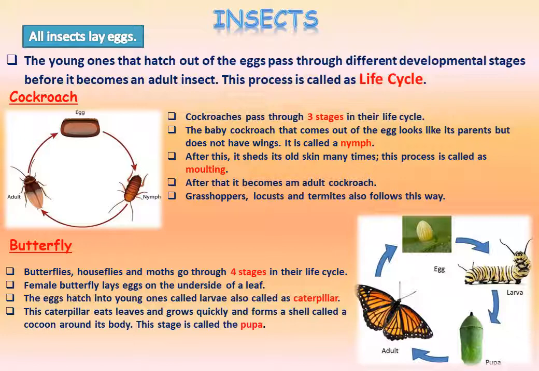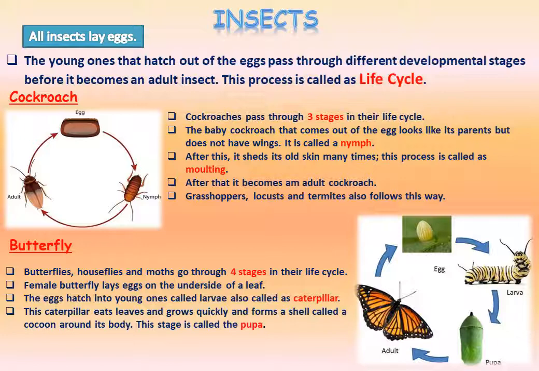Now let's see how insects lay eggs and how they grow. We learned about the life cycle, the process in which new babies of cockroaches and butterflies are formed. For that, we should know a term called life cycle. That is, the young ones that hatch out of the eggs pass through different developmental stages before they become an adult insect. This process is called life cycle. That is, from the hatching of eggs to becoming an adult insect, the insect goes through some stages. Those stages are called the life cycle.